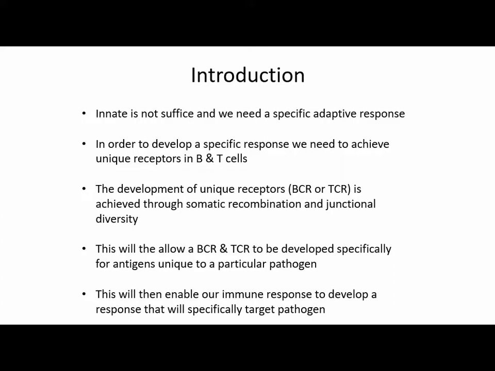So in order to eradicate an infectious agent in a specific way, we need the adaptive response, which includes B cells and T cells. And just to highlight that each B cell and T cell has its own unique B or T cell receptor. Okay? And it does that through a process of somatic recombination and junctional diversity.